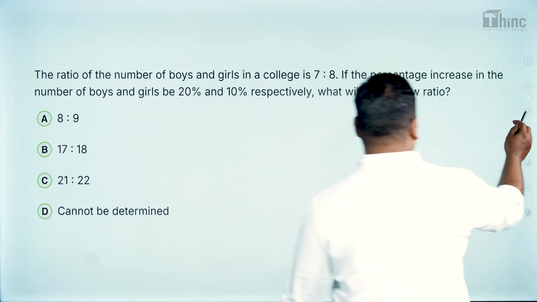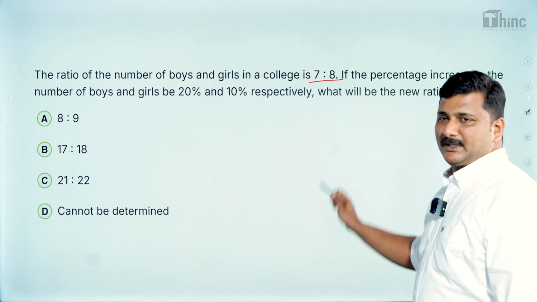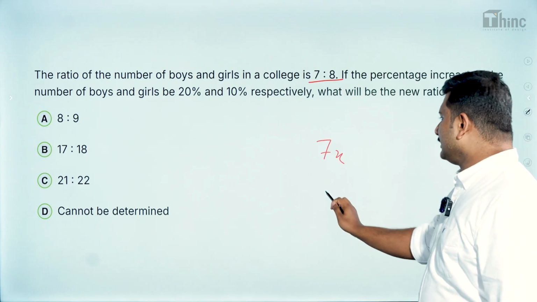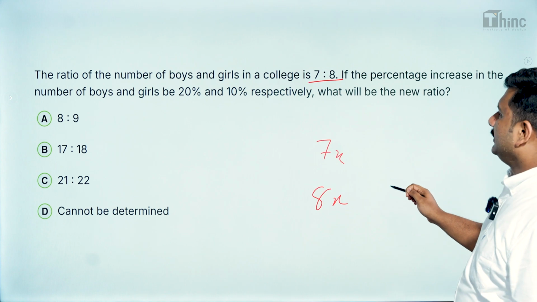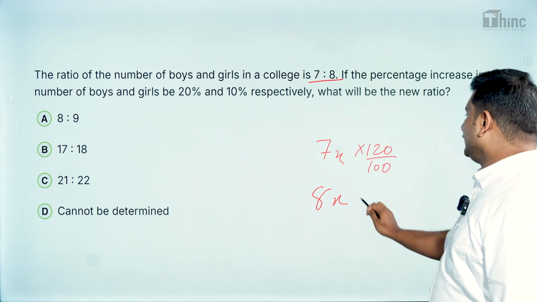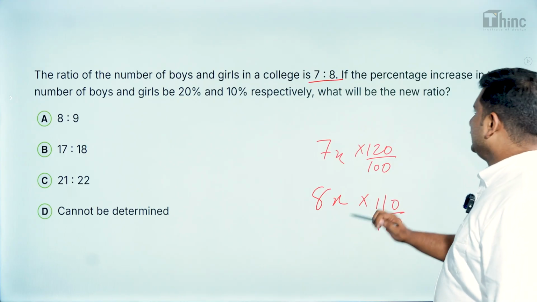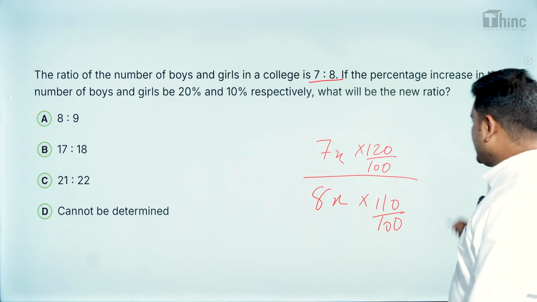So this is again something which we can easily do. So boys and girls are in the ratio of 7:8. So boys can be written as 7x, girls can be written as 8x. Now the boys is increased by 20%. So this is this into 120 by 100, and girls is increased by 10%. So this is this into 110 by 100. So what will be the ratio of boys and girls now is the question.